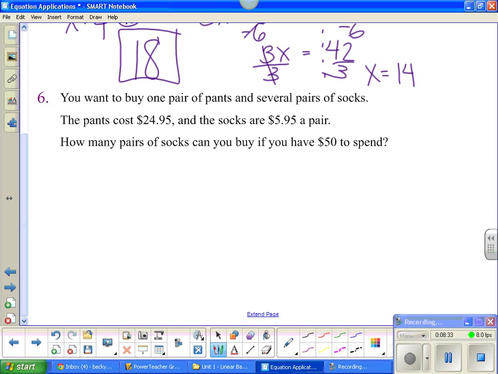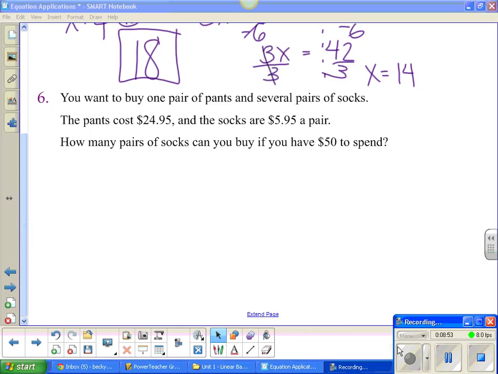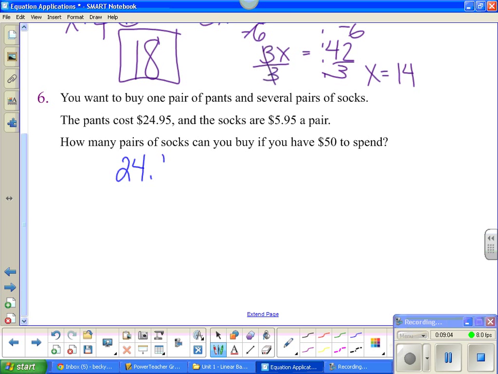You want to buy 1 pair of pants and several pairs of socks. The pants cost $24.95 and the socks are $5.95 a pair. How many pairs of socks can you buy if you have $50 to spend? So to set my equation up, I have $24.95 for the pants. Because I want 1 pair of pants.